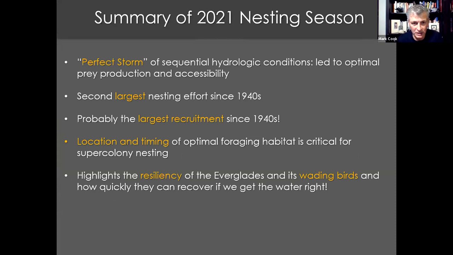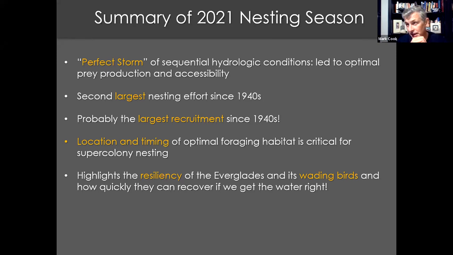Okay, so this is the end of the first half. Just to summarize, basically we had this perfect storm of sequential hydrologic conditions that led to an increase in prey production across the entire system. And then we had a nice dry season where everything dried down and made those fish and crayfish available to these birds. So perfect foraging conditions. It was the second largest nesting event since the 1940s, but I'm thinking it was probably the largest recruitment event since the 1940s. And that is by far more important than having the largest nesting event. If it was indeed the largest recruitment we had, then that's what we're really looking for. We want to get these birds back into the breeding population.